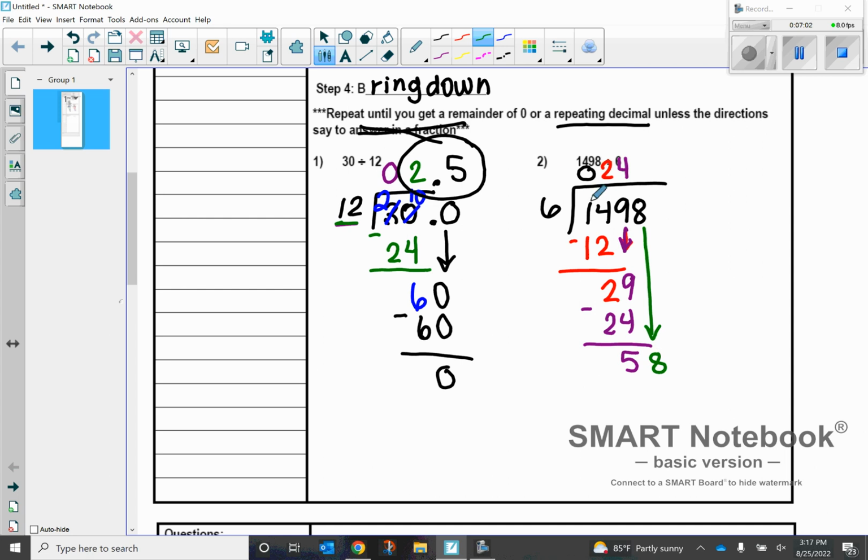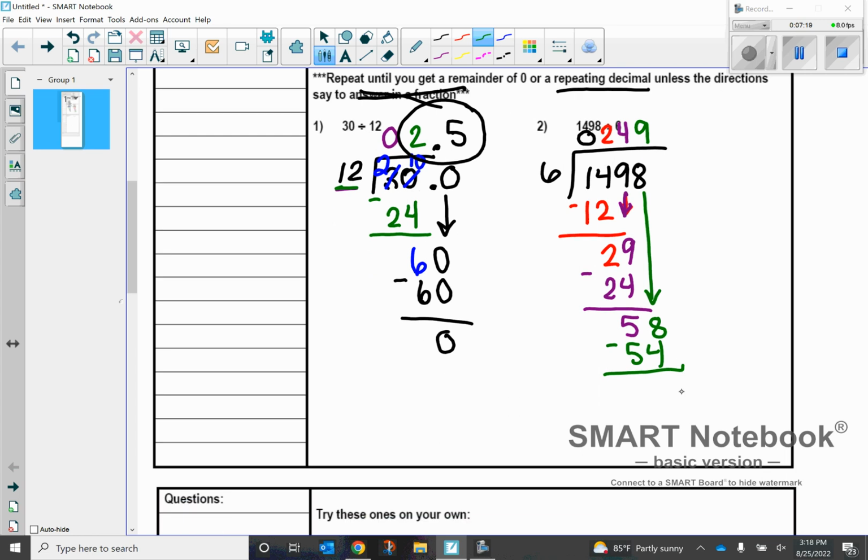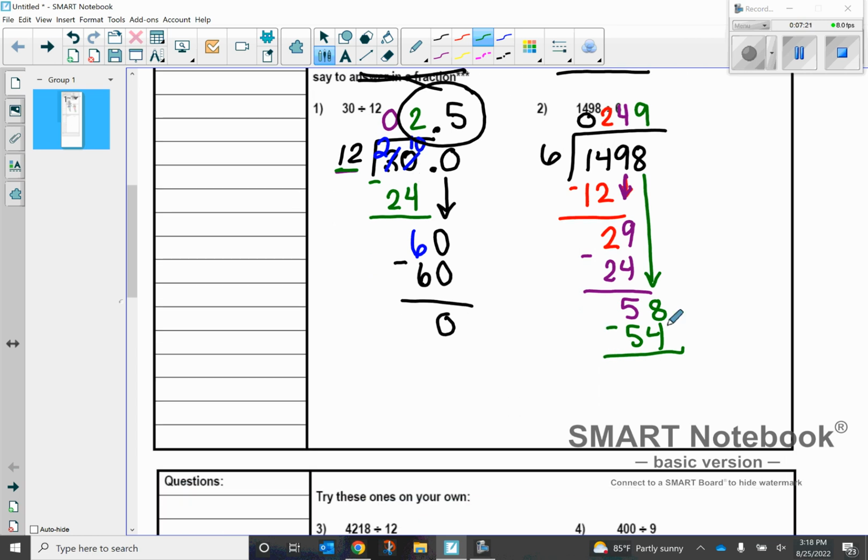6 can fit into 58 nine times, because 6 times 9 is 54. Subtract. 8 minus 4 is 4. 5 minus 5 is 0. We have a remainder. We need to keep going.